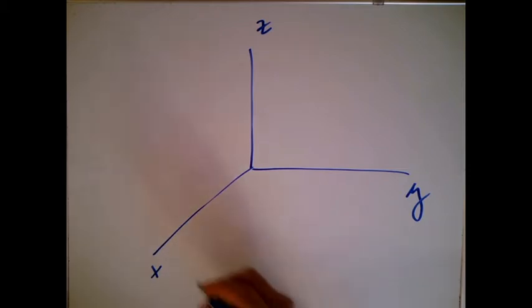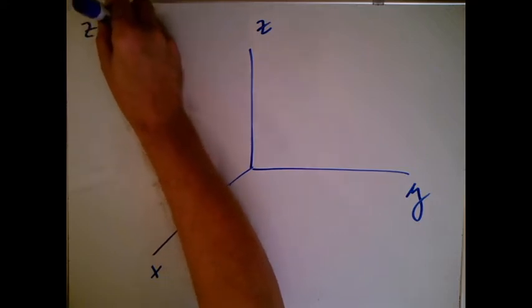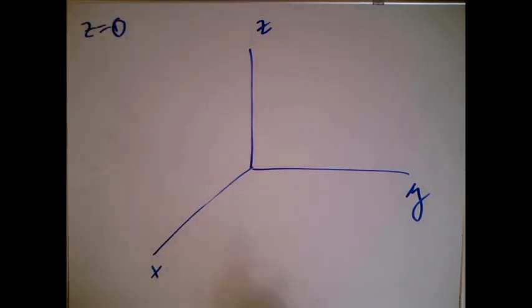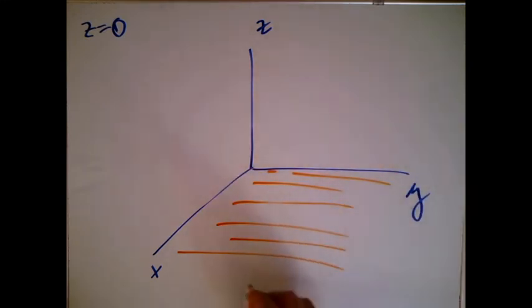Let's start out with z equals 0. What is z equals 0? Well, that's just the xy plane. And if I had to graph it, it's already graphed, right? I could just shade it in if I wanted to. Not a big deal. But that actually gives me the template I want to use to graph other planes.